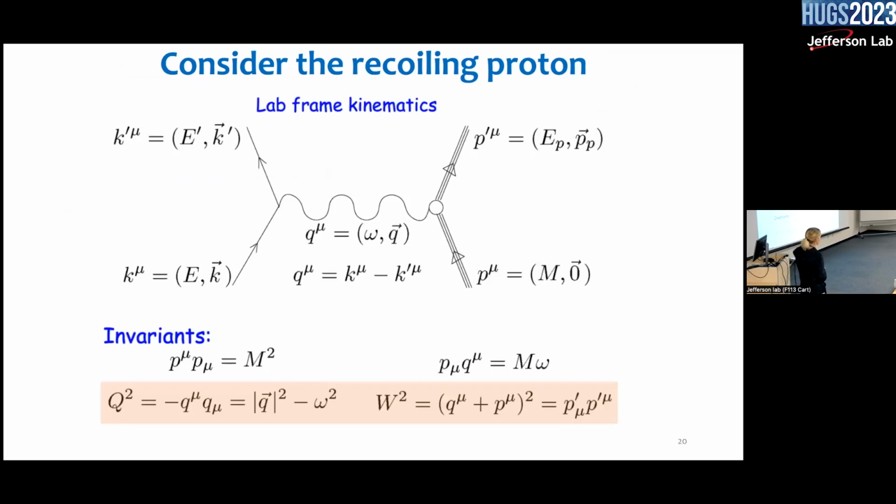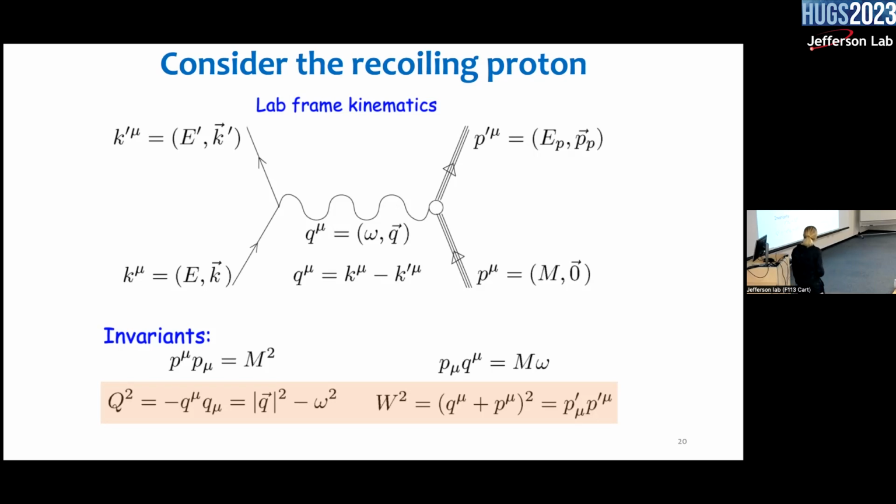Okay, but up till now, we've ignored the recoiling proton. So let's talk about lab frame kinematics. We have an electron that comes in and emits a virtual photon on, let's say, a proton over here, and then scatters. We detect things like the scattered electron, because that tells us a lot about the kinematics, and then we can also choose or not choose to detect the scattered proton.